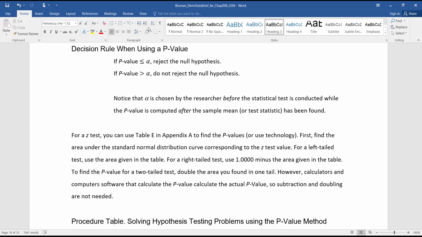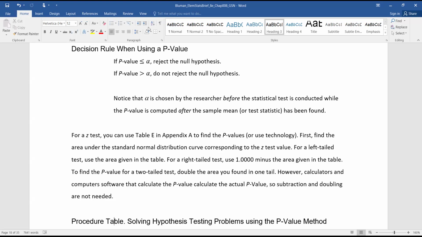If the p-value happens to be greater than our probability of being wrong, then we're simply going to not reject the null hypothesis. There's just not enough significant evidence to go against the null hypothesis. But again, notice that the alpha is chosen by the researcher, not us, before the statistical test is conducted, while the p-value is computed after the sample mean or the test statistic has been found. So the alpha is chosen before we even start, and the p-value is computed once we have all the information, and that's another way we can compare things.